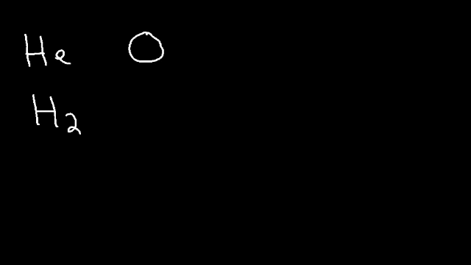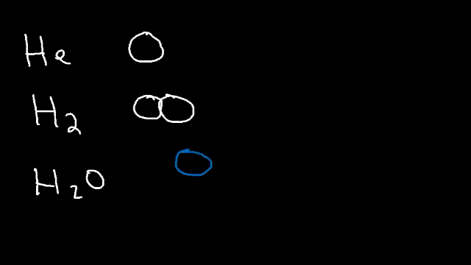Hydrogen gas is a molecule. A molecule is made up of two or more atoms. It's an individual particle that has multiple atoms. Water, for example, is a molecule and a compound at the same time. So water contains an atom of oxygen and two atoms of hydrogen. So it looks like that.